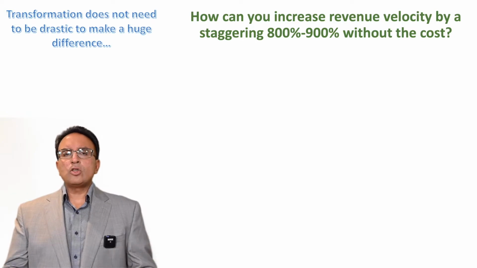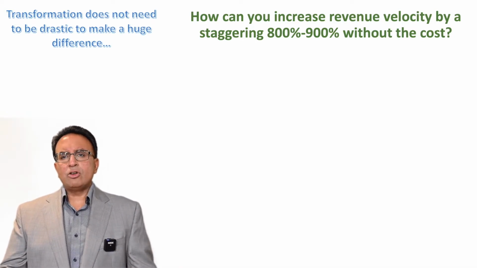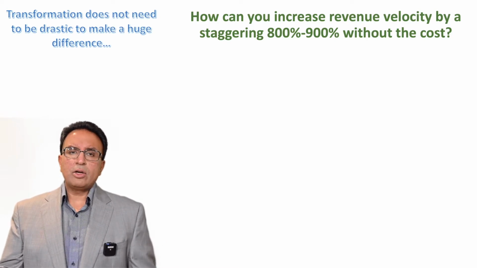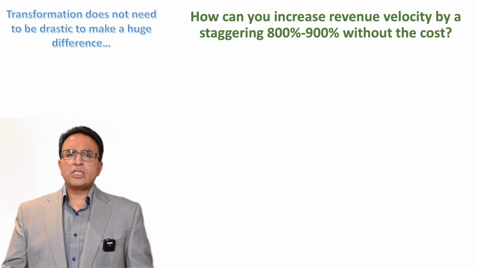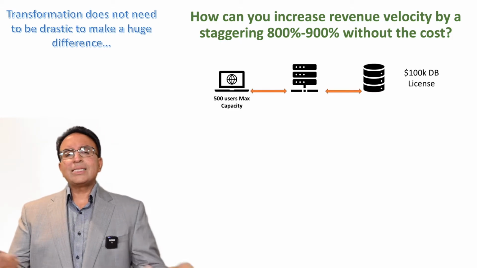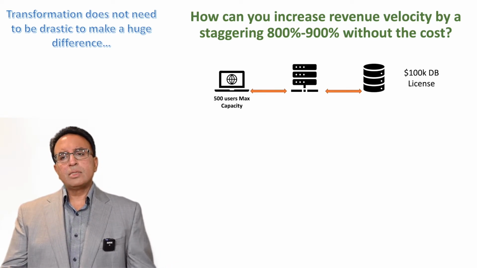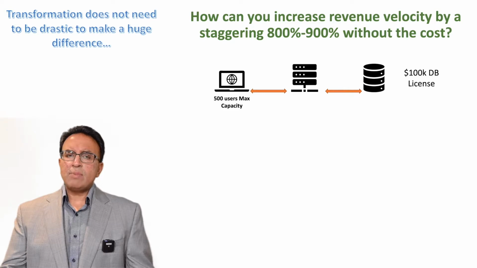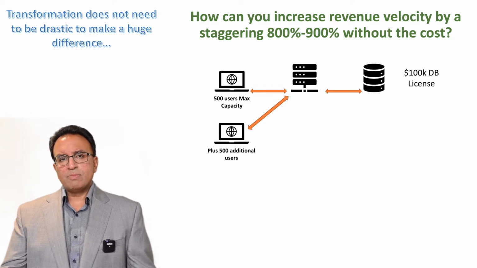So what are we going to talk about today? How can you get this 800 to 900% increase in velocity of your systems without all that cost I just talked about? Let's take that same example, a 500 user maximum capacity system, where you spent $100,000 on database licenses for those 500 concurrent users, and you want to add an additional 500 users.